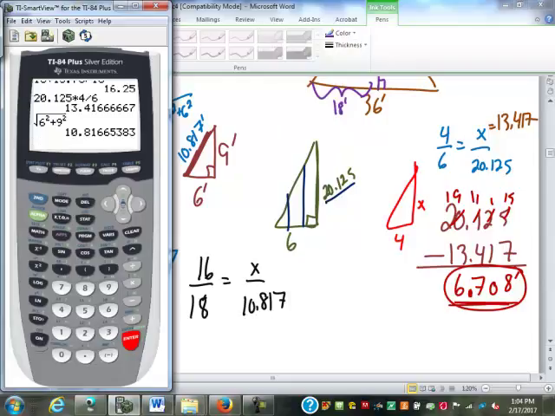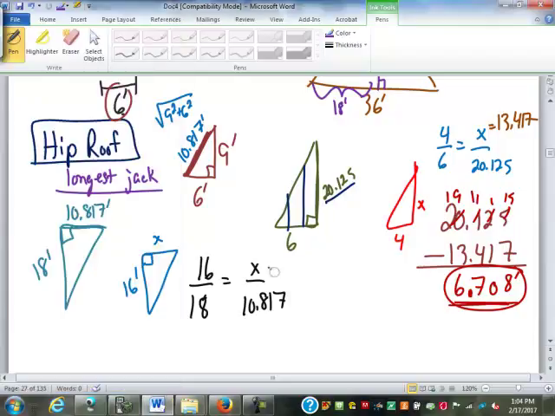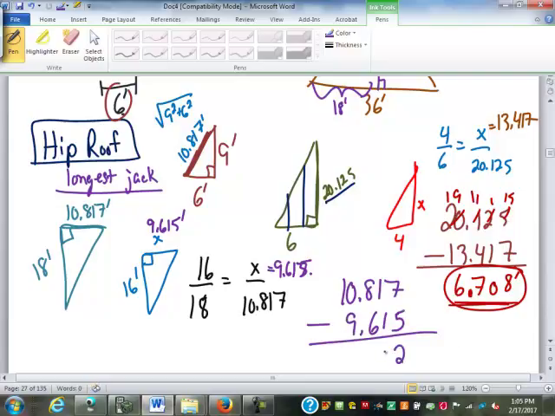So 10.817 times 16 divided by 18. 9.615. So this is 9.615. So that decrease there, 10.817 minus 9.615, 1.202. 6.708 on one side, 1.202 on the other side.